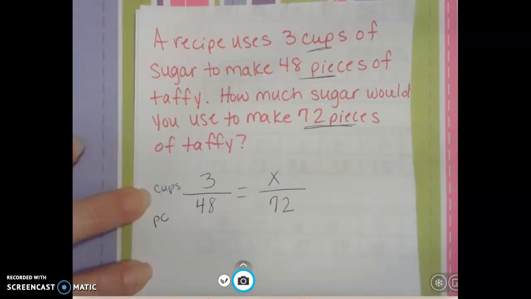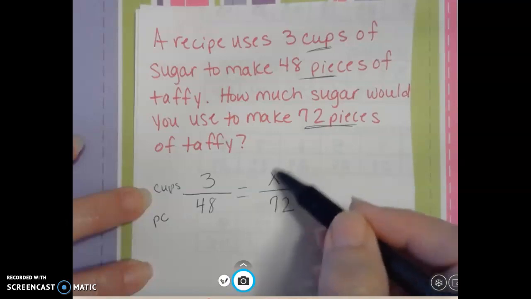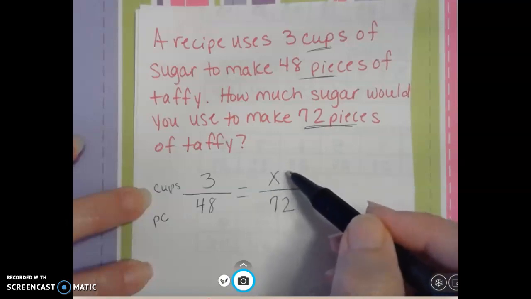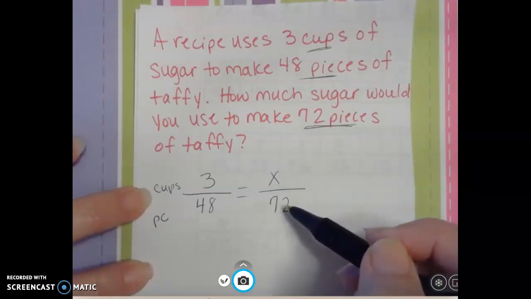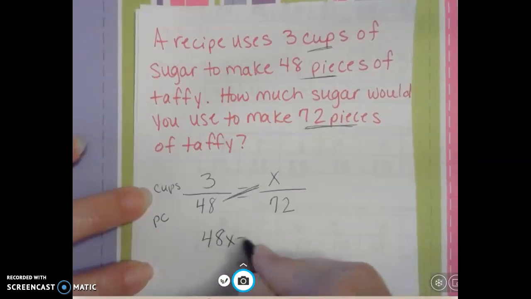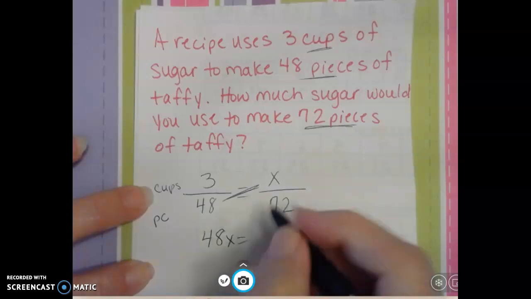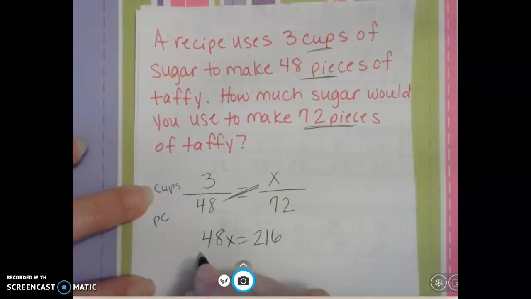Had the question been asking us about cups of sugar, then the cups of sugar would have gone here, and then the x would have been for the pieces. It just depends on what it's asking us. So 48x equals 72 times 3. I believe that's 216. Okay, so we're going to divide both sides by 48.